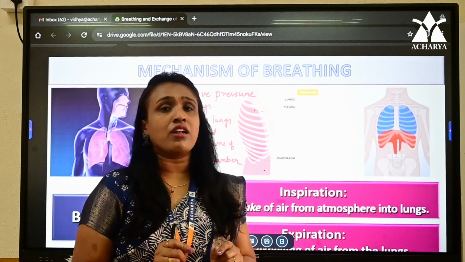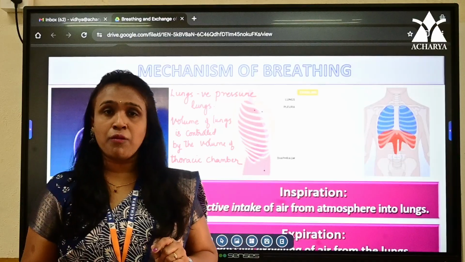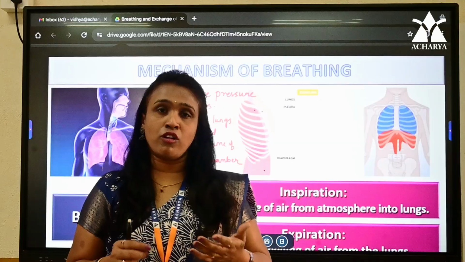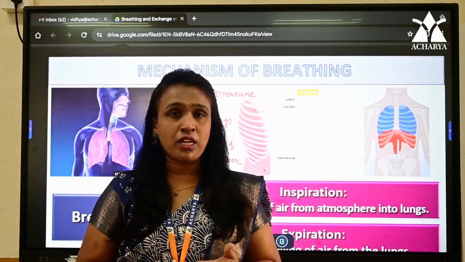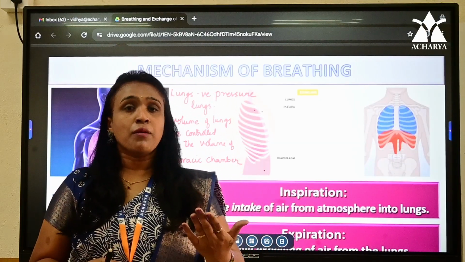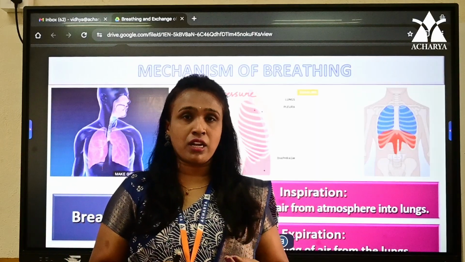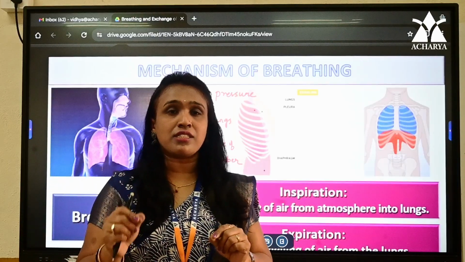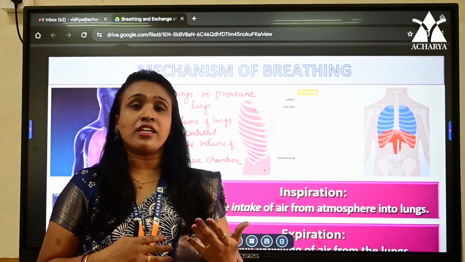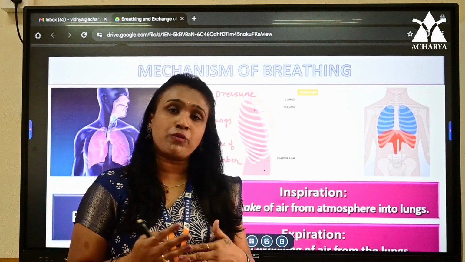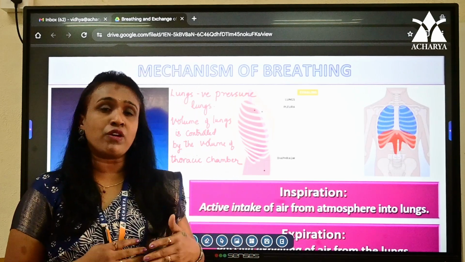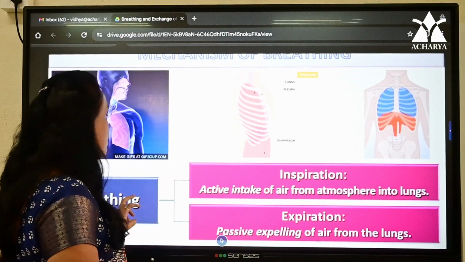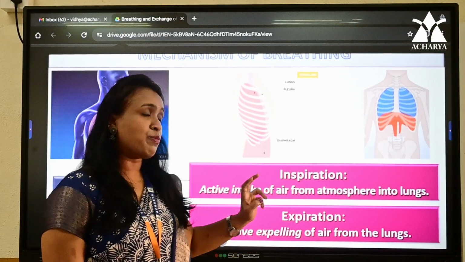So alveoli are lined by squamous epithelium, and the capillaries which supply blood to these lung alveoli are also lined by squamous epithelium. Together with the basement membrane, the thickness is less than 1 mm. Though there are 3 layers, we have only 1 mm thickness. To reach this surface, how the gaseous exchange takes place between the atmosphere and lungs, that we are going to study here. So the very first step in the mechanism of breathing is inspiration followed by expiration.